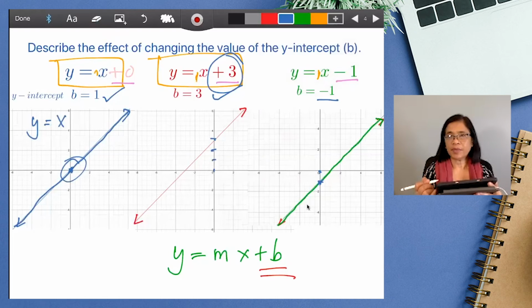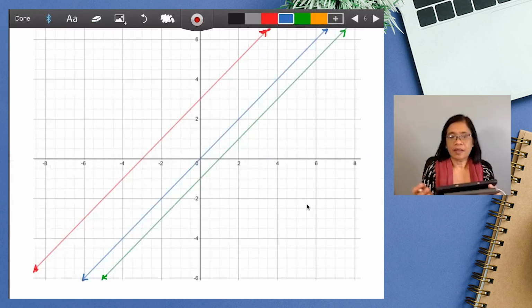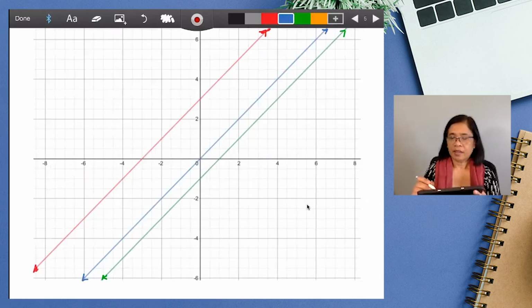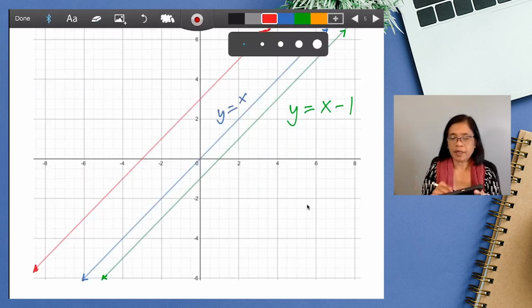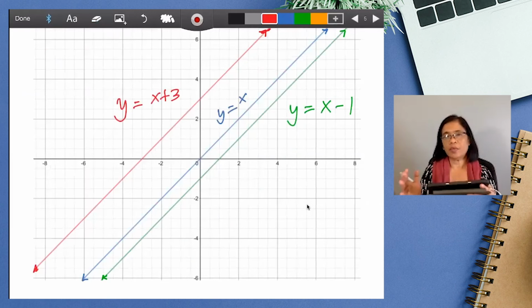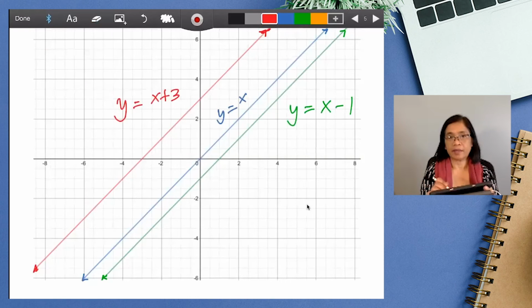Okay, process the information. You can take down notes. And if we graph all the three lines in one coordinate plane, again, our blue line is the line y is equal to x. The green line is y equals x minus 1. And the red line is y is equal to x plus 3. So this is the beauty when you put all this on one coordinate plane, so you can see the movement of the parent function.